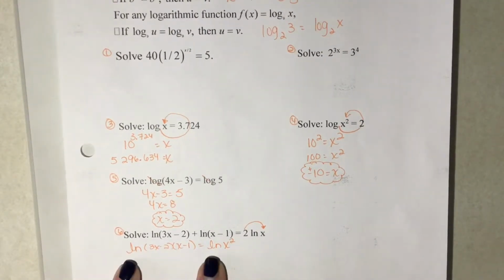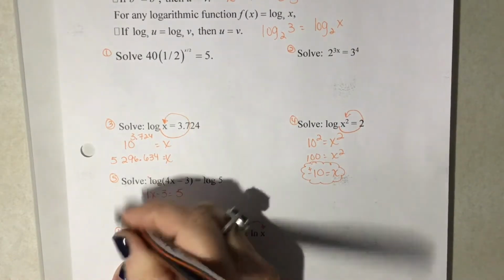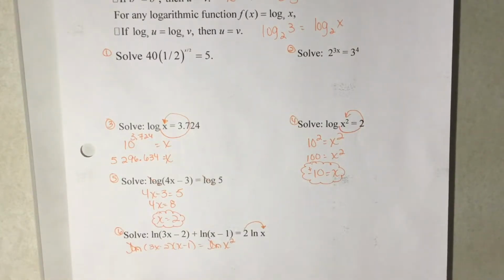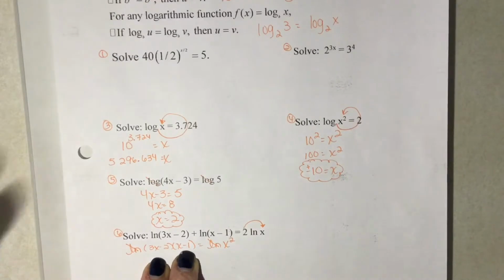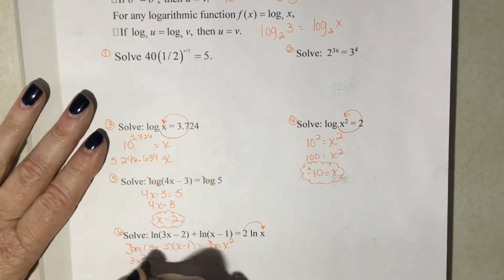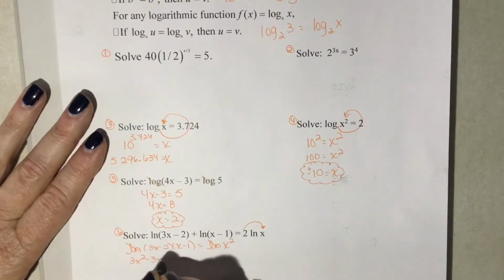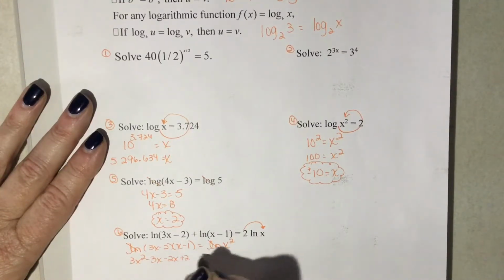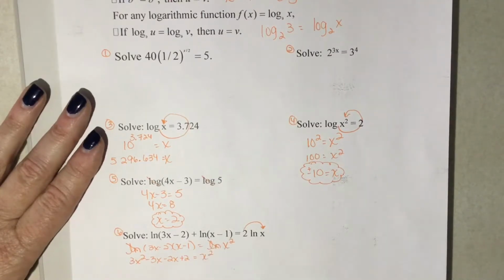What now do I notice? I'm down now to 2 natural logs. And since it's a natural log, it automatically has the same base. So the same thing as I did with my logarithms above, natural logs cancel out. And I'm left with a quadratic equation. So now we go back to algebra 2, where I have 2 binomials being multiplied together. I can use FOIL, so I get 3x squared minus 3x minus 2x plus 2 equals x squared.